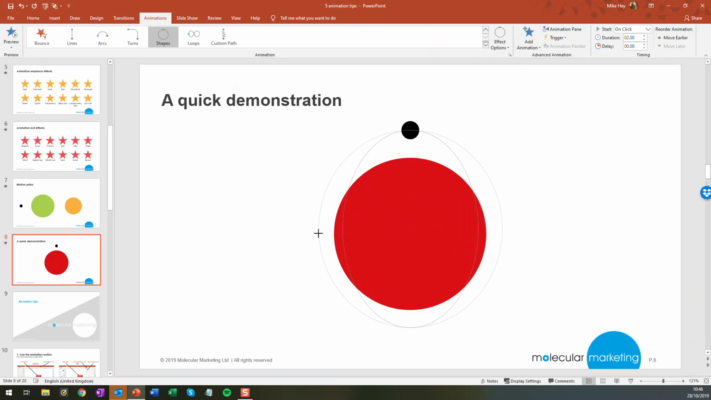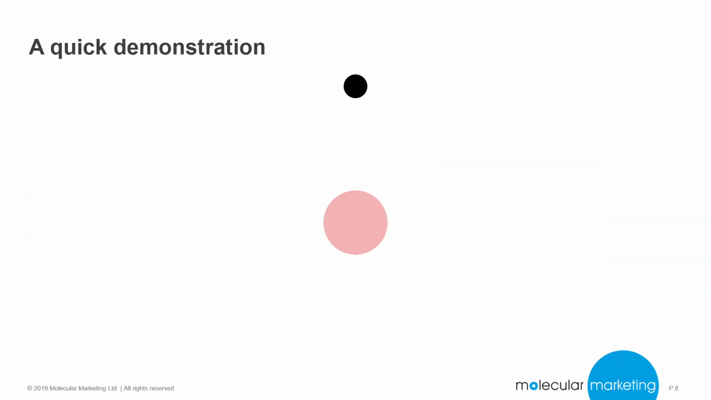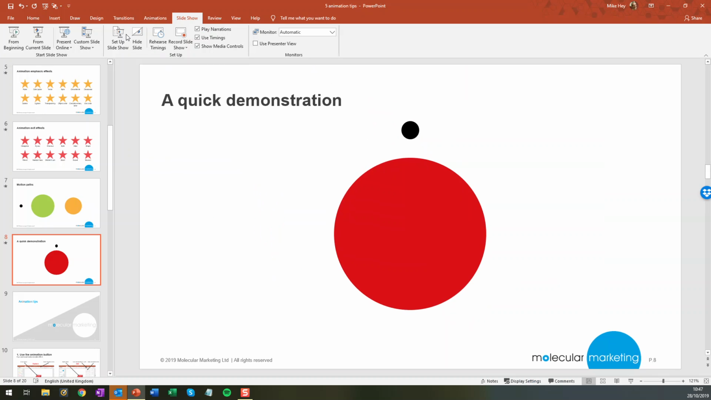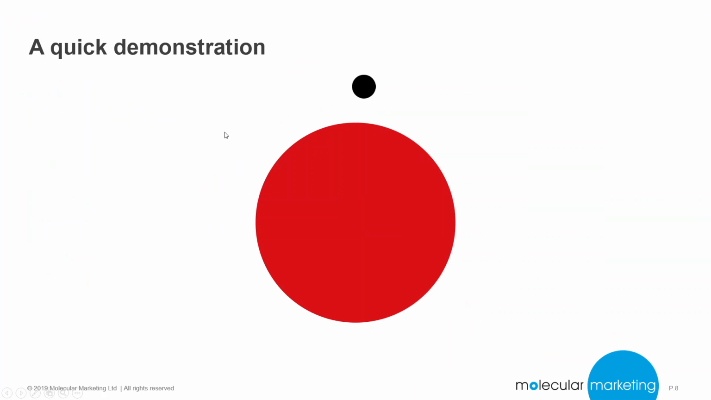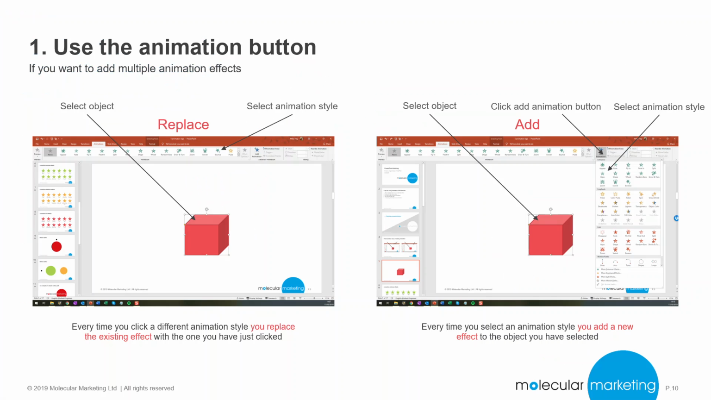I can simply select the orbit or the path and then move it around here, change its shape to actually go around the red circle like this. Now if I put it on slideshow again, I can do this, and then it goes around the red circle. Okay, let's go back into slideshow and I'll show you the 5 tips.